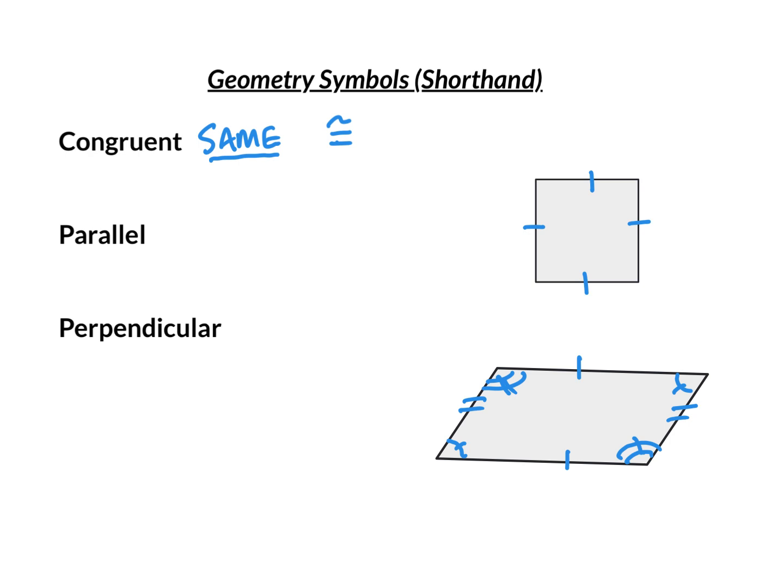All right, parallel. Of course, parallel means two things that will never touch. They remain the same distance apart. We'll come up with a more formal definition as we go on in geometry.